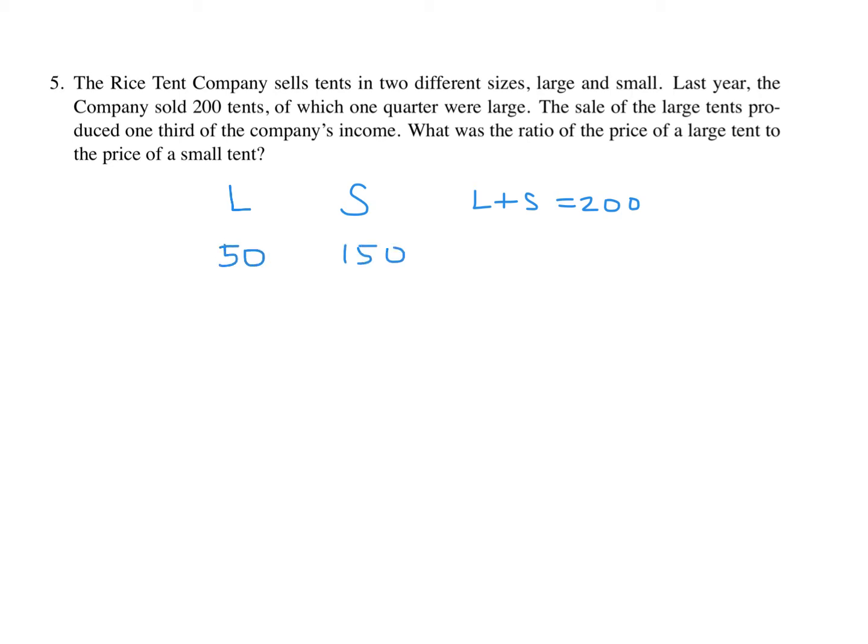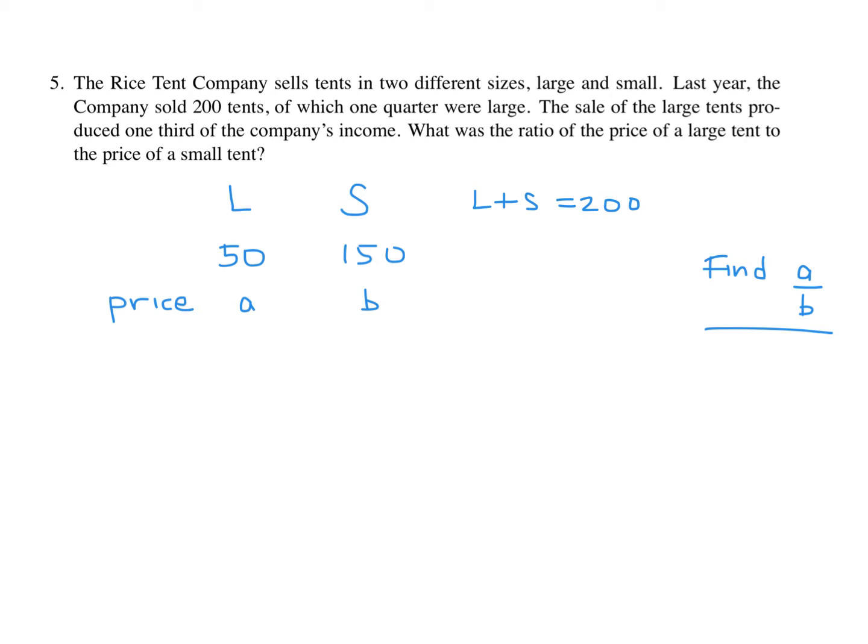And then they're talking about prices. So price I will just call A and B. I don't know what the prices are yet. And what do they want? The ratio of the price of the large tent to the price of the small tent. So they really want you to find A over B, according to what I have called them. Okay, so this is my task.